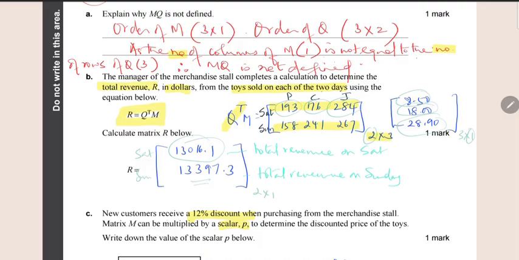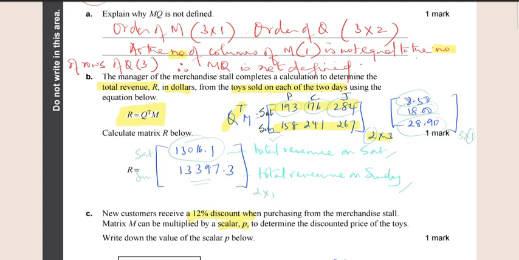Okay, so if they asked you what these answers represent, you have to actually say that it is the total revenue got by selling these 3 toys on Saturday and Sunday. So you have to be extremely explicit with your answer. You'll have to talk about the rows and columns and connect it to the elements in the matrix.